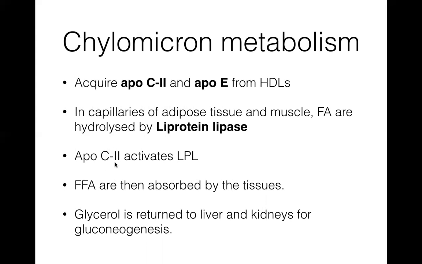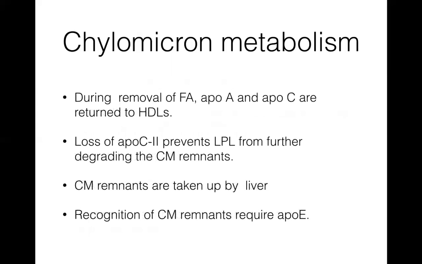ApoC2 activates lipoprotein lipase. Now, the free fatty acids are absorbed by these target tissues, whereas glycerol is returned to the liver and kidneys for gluconeogenesis or glycolysis. So during the removal of the free fatty acids, ApoA and ApoC are ultimately returned to HDL. With the loss of ApoC2, this now prevents the lipoprotein lipase from further degrading the chylomicron.